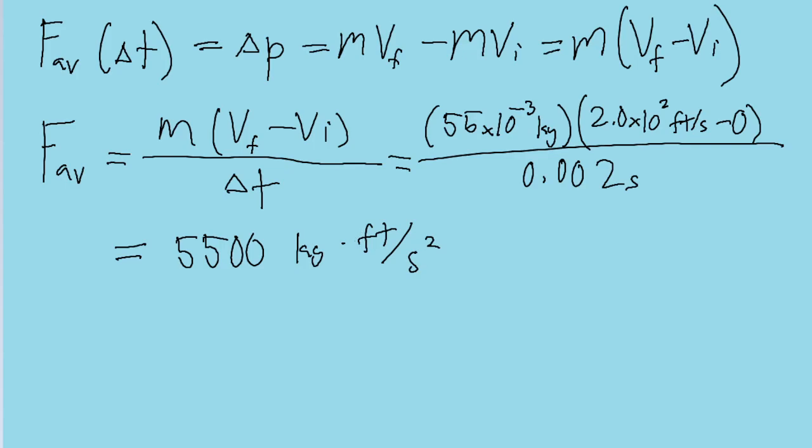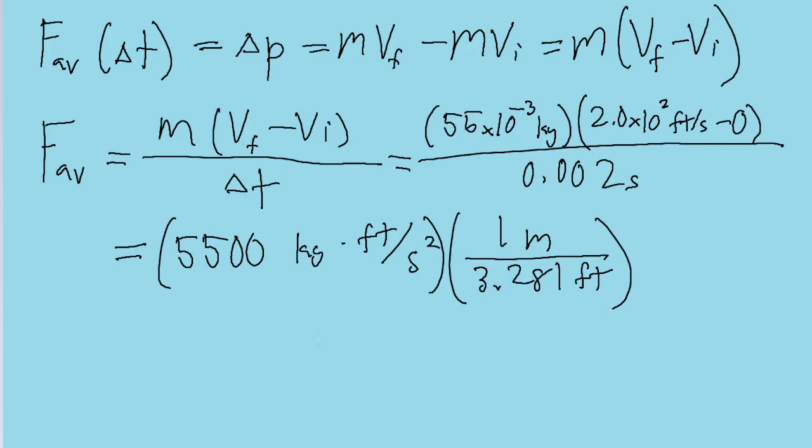But in order to get this into newtons, we'll need to convert from feet to meters. So I'll apply the conversion factor for that. So that's 1 meter for 3.281 feet. Let's put that into a calculator to do that conversion. Then we find an average force in newtons, about 1,676.32 newtons.